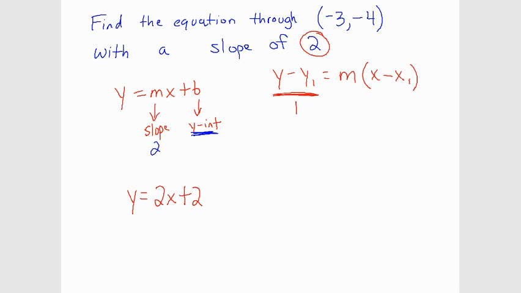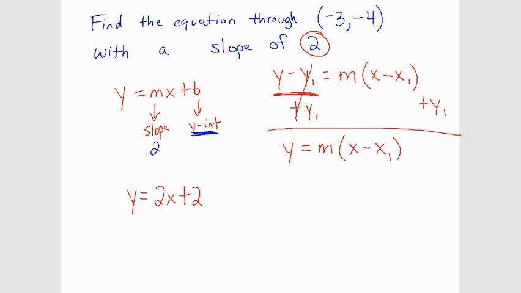So what I like to do is add y1 to both sides, and this will cancel, and then I get y equals, and now this starts to look a little bit more like a linear equation. Now, it's still technically point slope form, but sometimes we will see other equations written like this, and we call them vertex form. So that's what I'm going to go with. I'm going to go with the name vertex form.